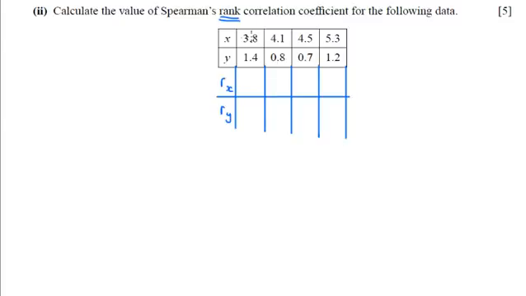So hopefully you can see on the top row they're going up in order. So I'm going to rank them in ascending order, 1, 2, 3, 4. And so the smallest one I'm looking for now on the second row, which is here, so that's going to get a rank of 1, a rank of 2, a rank of 2 for 0.8, 3 for 1.2, and 4 for 1.4. Once you've ranked the data, we want the differences between the values.